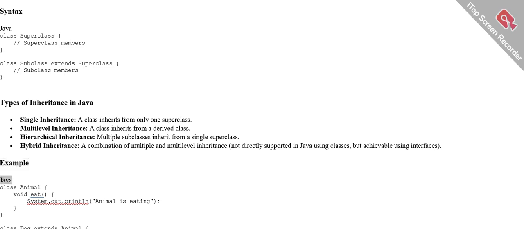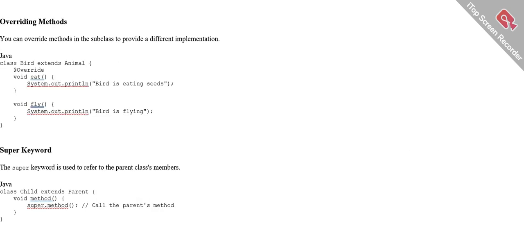Example. Java. Class Animal. Void eat. System.out.println, animal is eating. Class Dog extends Animal. Void bark. System.out.println, dog is barking.